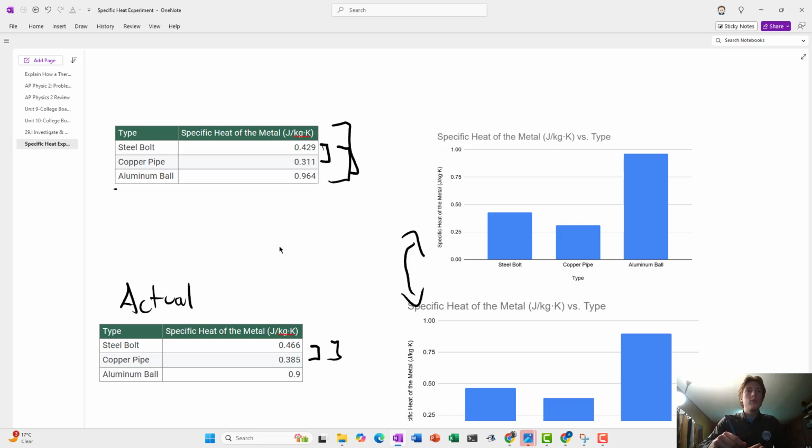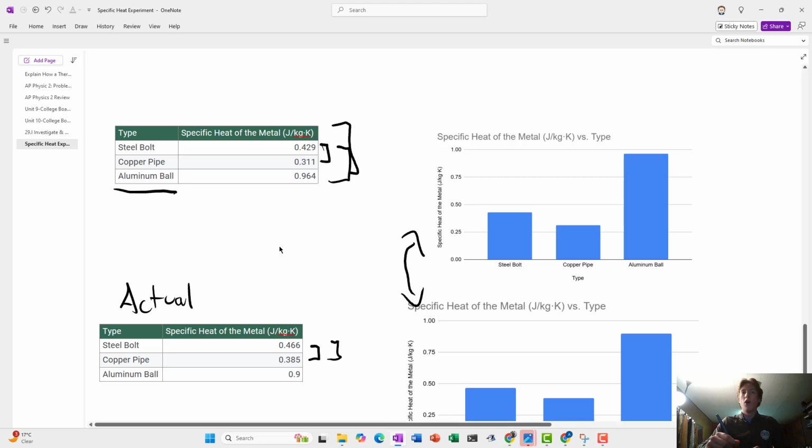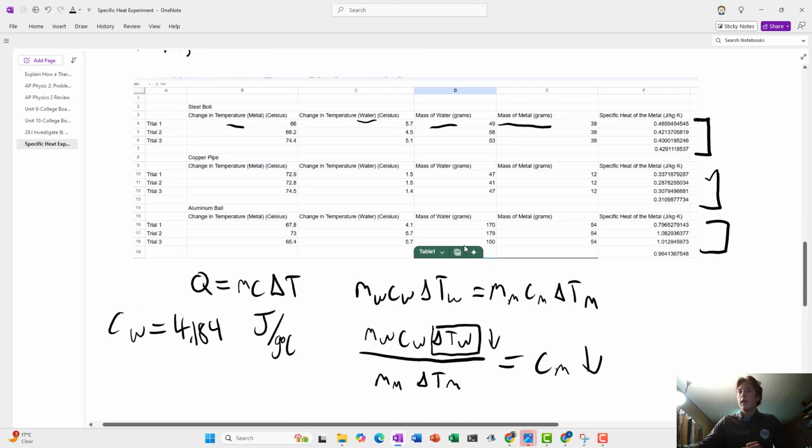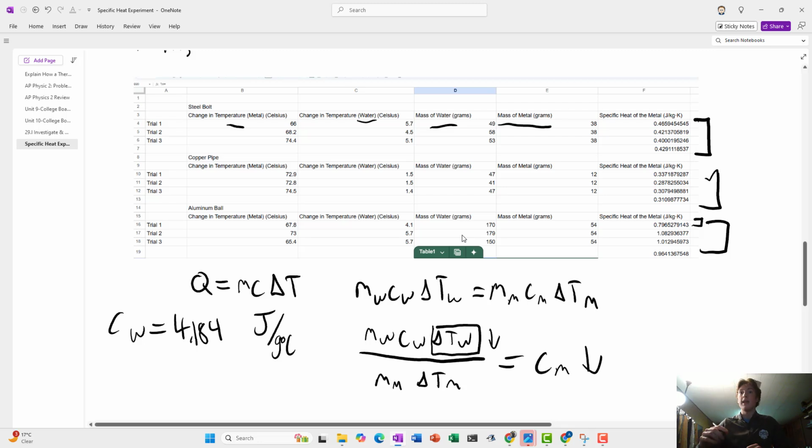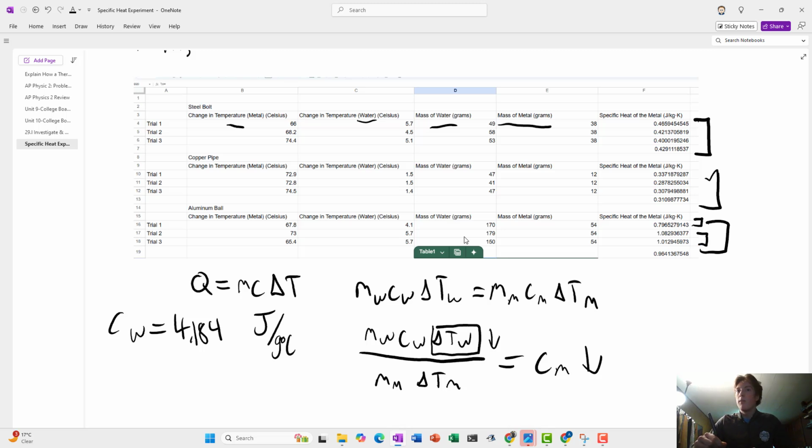But you see the aluminum ball is actually an overestimate from this right here. The reason that I suspect for this is that the first trial, you can see that the first trial here, the specific heat is actually around 0.8, so it's actually quite an underestimate. And then it jumps all the way up to this 1.08 value and 1.01 value, so it's a very similar value.